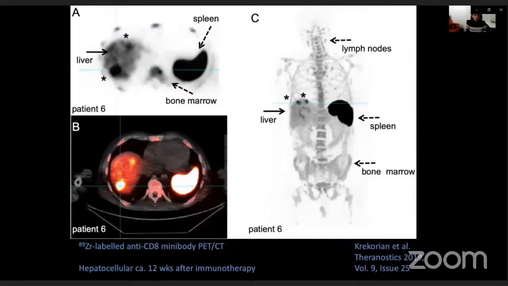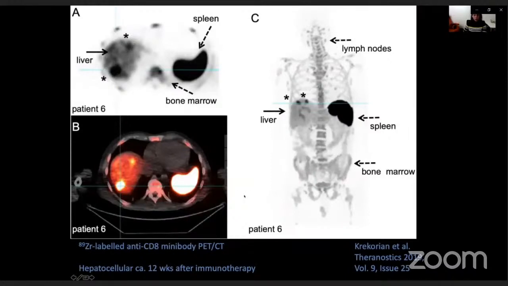And what we see here is direct T-cell tracking. This is a patient with a primary hepatocellular carcinoma located in the right liver lobe and one metastasis. And the images are after 12 weeks of immunotherapy. So the patient got 12 weeks of immunotherapy, and then he got a tracer injection of zirconium-89 labeled anti-CD8 minibody, and this is the fused PET-CT image.